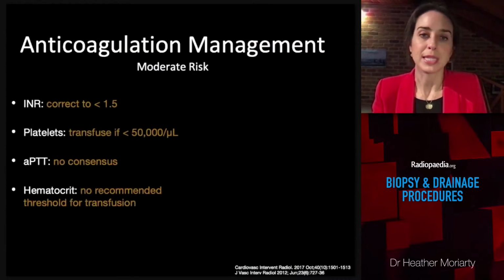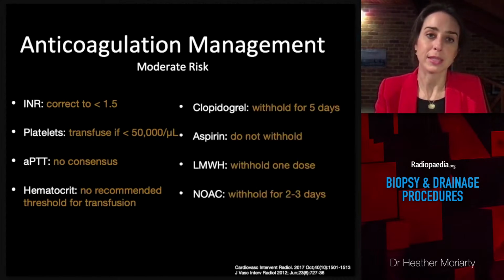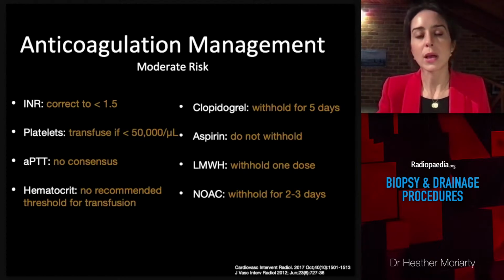So these are the recommendations for moderate risk procedures. INR should be corrected to less than 1.5. Usually a platelet transfusion is recommended if the patient's platelets are less than 50,000. Aspirin is not usually withheld for a moderate risk procedure, whereas clopidogrel, therapeutic dose, low molecular weight heparin, and NOACs are. When stopping anticoagulation is a problem, for instance in a patient with a high thrombosis risk, then that's a discussion of the risks and benefits.